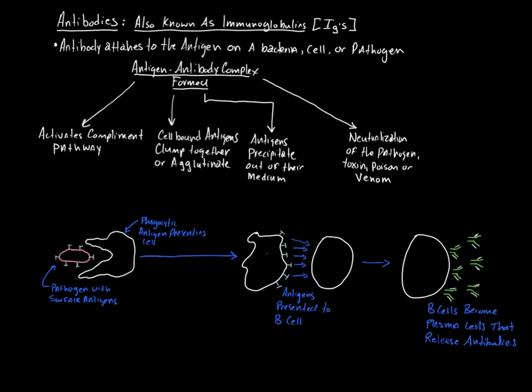So how do antibodies work? Antibodies are able to attach to the antigen on a bacteria, some cell, pathogen, or even viruses. Even virus-infected cells can produce certain antigens. In fact, it is the antigen that is used to produce the antibody in the first place, and we'll talk about that a little further down.